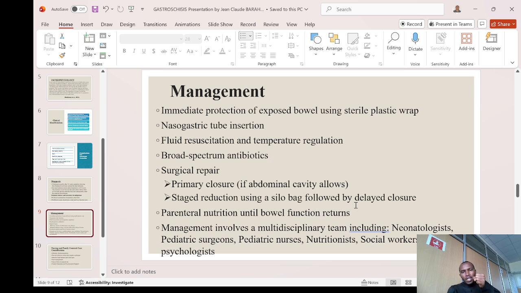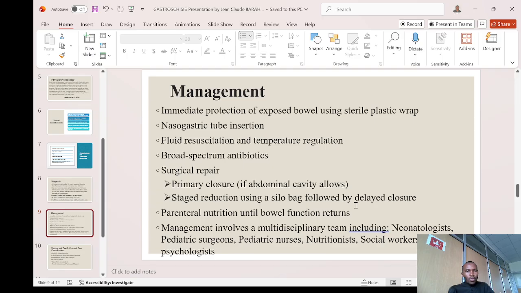with the intestine being reduced into the abdomen, not on the same day the baby was delivered. You apply the silo bag today, the next day you do a reduction, the other day you do a reduction, and then you find that all of the intestines have entered the abdomen. Then the silo bag is removed, the wound is closed, and after some rest the baby will recover very well. So this staged reduction is another surgical method, performed by pediatric surgeons, and it has a good success rate.